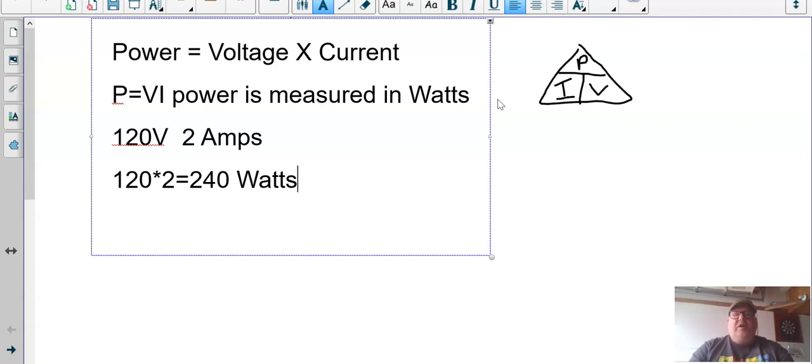So if we look at current and voltage, since they're multiplied together, they're inversely proportionate. As voltage goes down, current's got to go up to keep the same number of watts. But if current stays the same and I increase voltage, my watts go up. Okay.